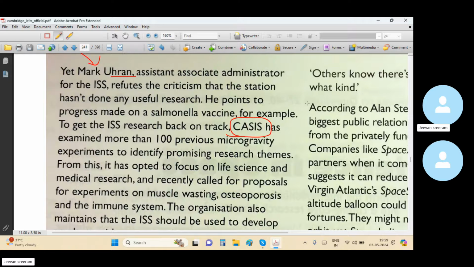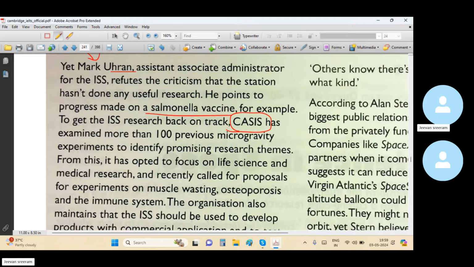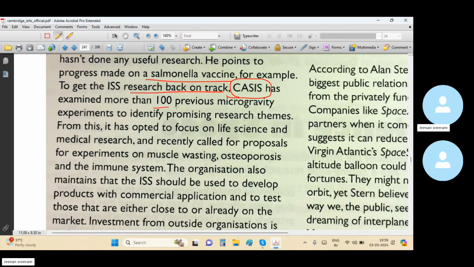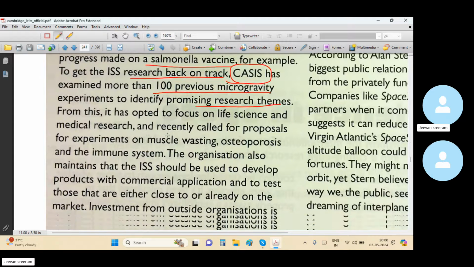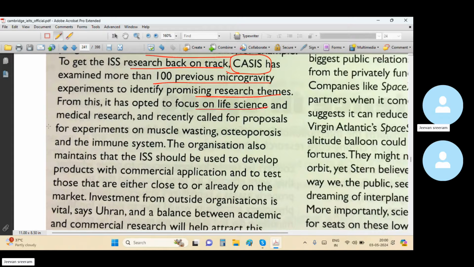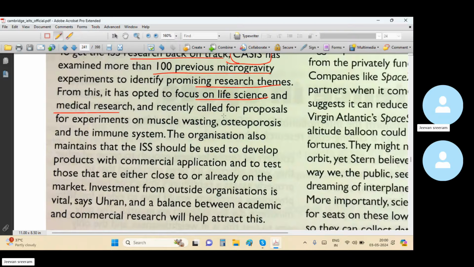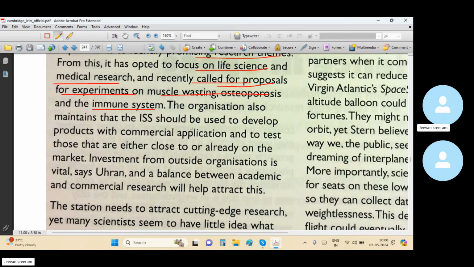So he points to progress made on the bacteria Salmonella vaccine. Okay, it should not be underrated. It has its own essence and its duties were done correctly in previous years. And they have started researching 100 previous microgravity experiments to bring profits for the ISS to go on with further research, right? Focus on life science and medical research, calls for proposals for experiments on muscle wasting, osteoporosis, the immune system, or something of that sort.